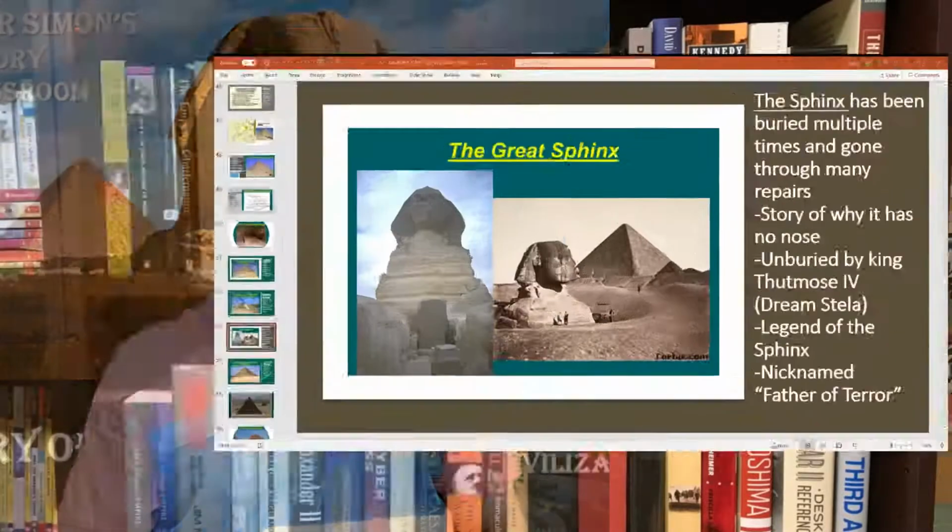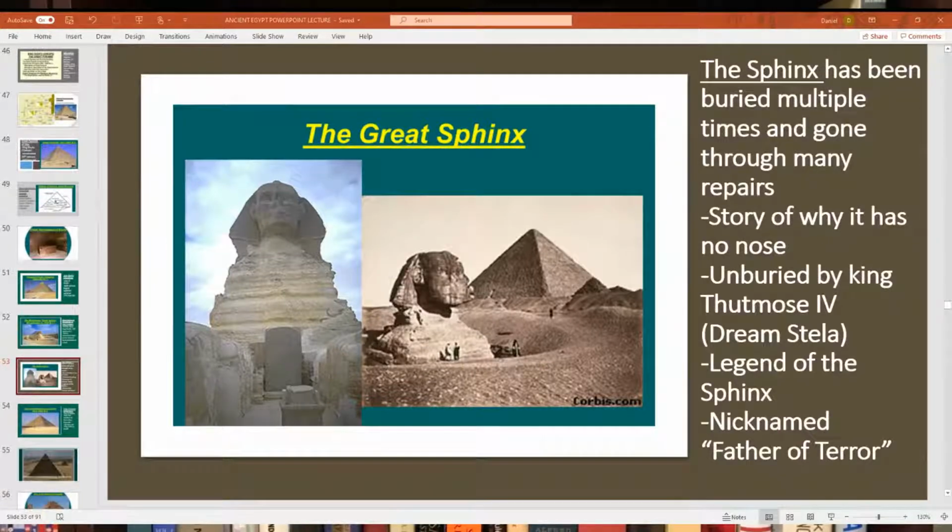They blew off the nose. And so part of the nose is actually in the Cairo Museum, the Egyptian Museum in Cairo. I think they still have part of it. It's also got that dream stela that's in front. I don't know if you can see that or not, which is right here. That was put there by the New Kingdom Pharaoh, Thutmose IV, I think is the 18th dynasty.